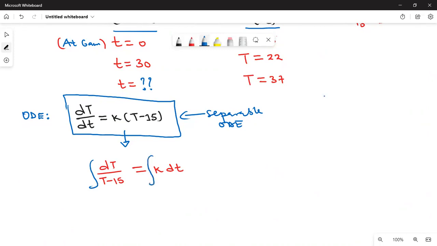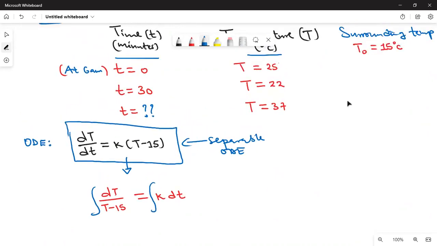Now look at the conditions. Let me take you here. When time is 0, the temperature was 25. So I'll write it here that when time t is 0, the temperature T capital is 25. Another condition is when time is 30, the temperature is 22. So the other one I'll write here, 30 minutes, here it is 22. Remember, it is cooling. So integrate and plug in the limits of integration. That will help you find the value of k.